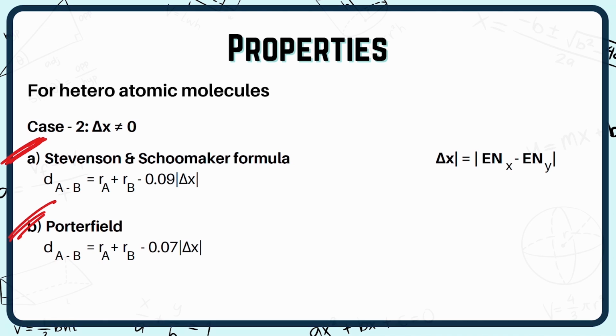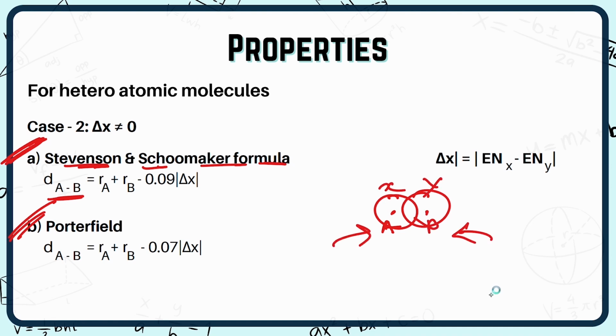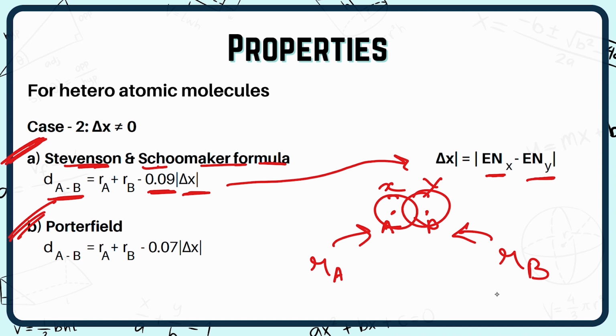What are the formulas? First we have got the Stevenson and Shoemaker formula. What is it? d of AB, that is the distance between both the nuclei A, B, X and Y, is equal to radius of A plus radius of B minus 0.09 delta X. What is delta X? It is nothing but the difference in the electronegativity of both the atoms. Got it?